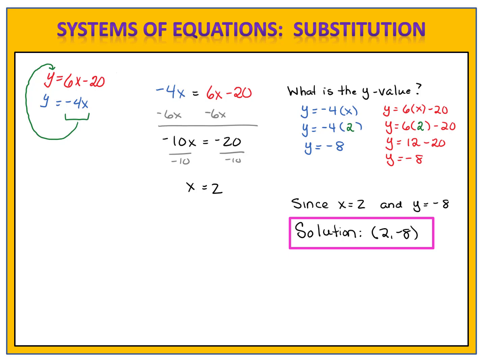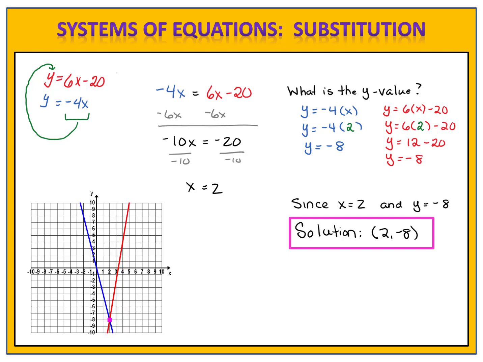In a previous lesson, we talked about graphing. If we were to graph these lines, you would find that they intersect at the point 2, negative 8.